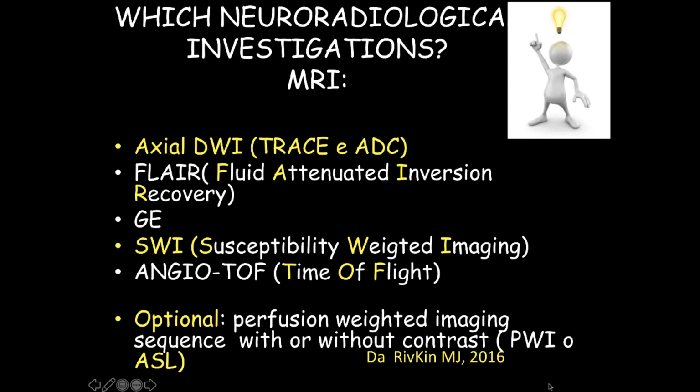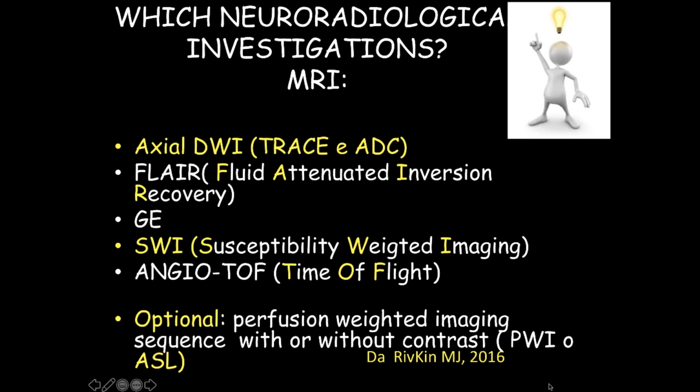This is a functional imaging, while the FLAIR or T2 are morphological images. The FLAIR, fluid attenuation inversion recovery, is very similar to the T2, but the difference is that the fluid is attenuated, therefore it is hypointense.